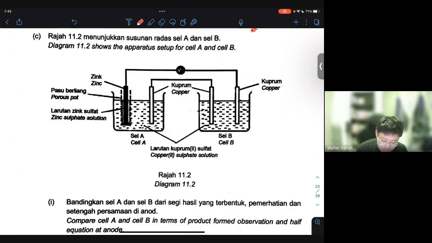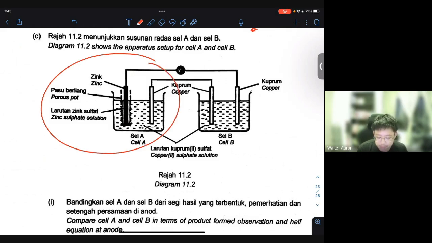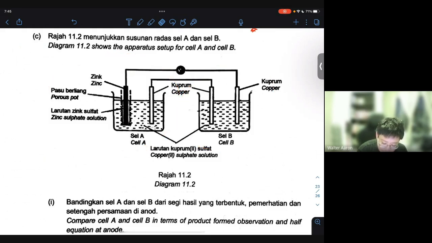Okay, and then after that, diagram 11.2 shows the apparatus set up for cell A and cell B. So what we have over here is 2 separate cells, if we see properly, right? This one over here is the chemical cell, while this one over here is technically an electrolytic cell. So what happens here is that later on you'll notice that there's supposed to be a chemical reaction, but we're going to discuss that later.